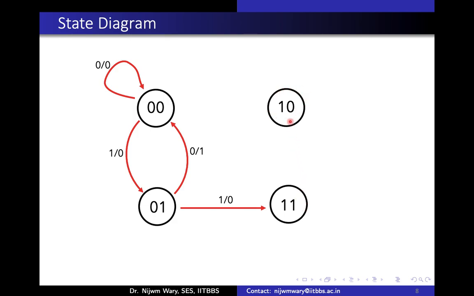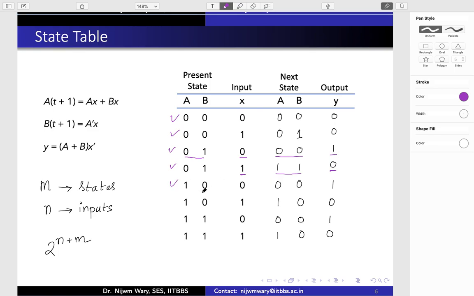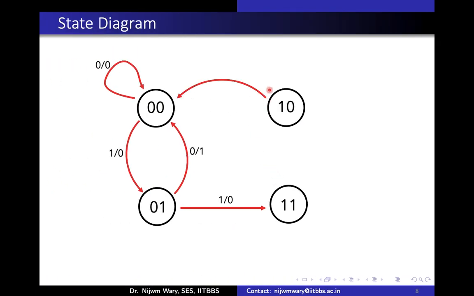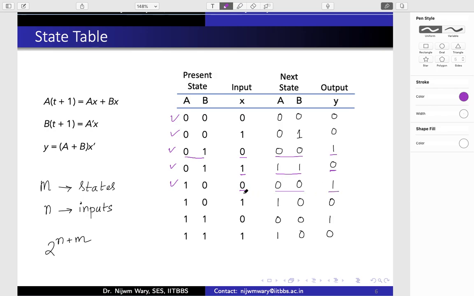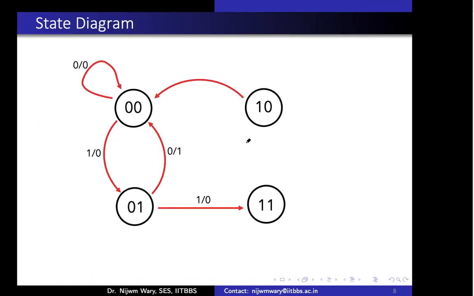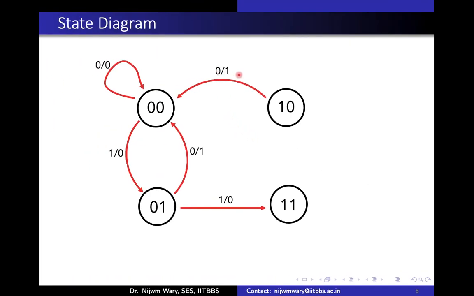The next thing is for 1 0. I have completed 0 0 and 0 1, so now I will do the same thing with 1 0. In this case, for 1 0, if the input is 0, the next state will be 0 0. So we can draw an arrow from 1 0 to 0 0. The output in this case is 1. So I can write it as 0 slash 1: input is 0 and output is 1, going from 1 0 to 0 0.